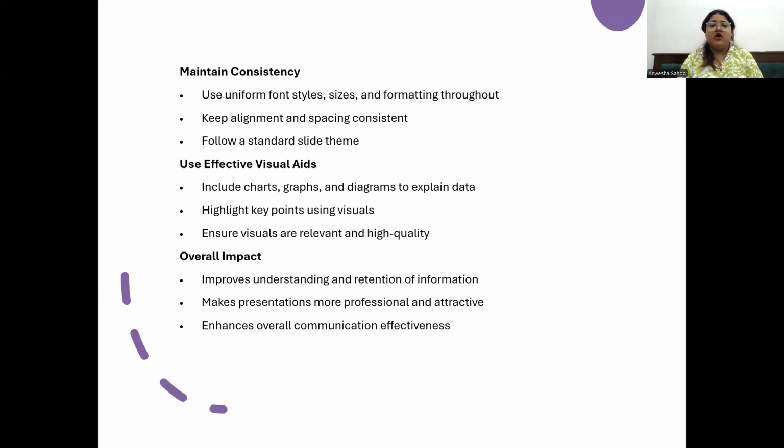People will get back to their place with some information that you are trying to present. It makes the presentation also more professional and attractive. Also, ultimately, it will enhance overall communication effectiveness. So our main motto is to make our communication effective. So consistency, visual aid, the color, the font size, these are very important to create your presentation.